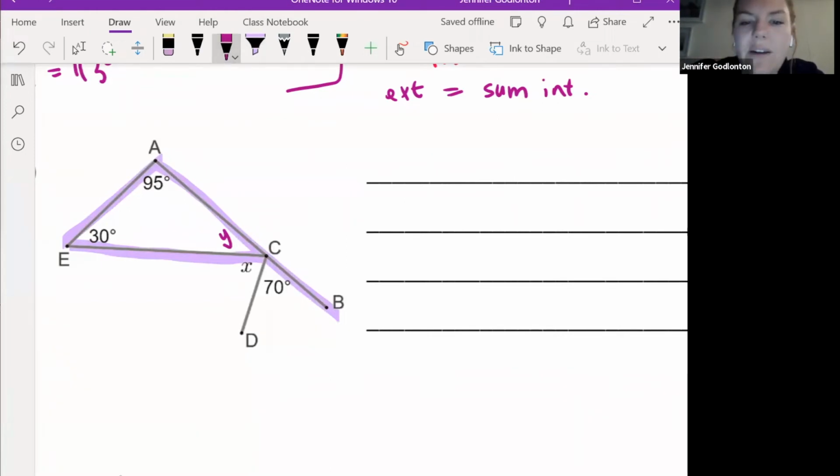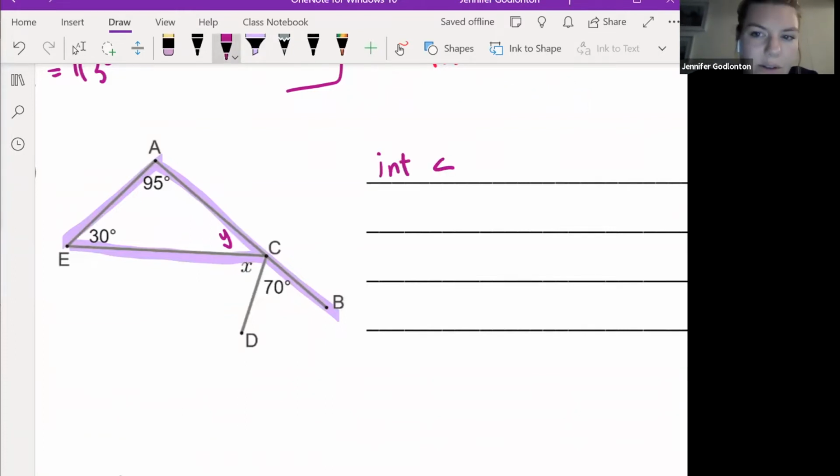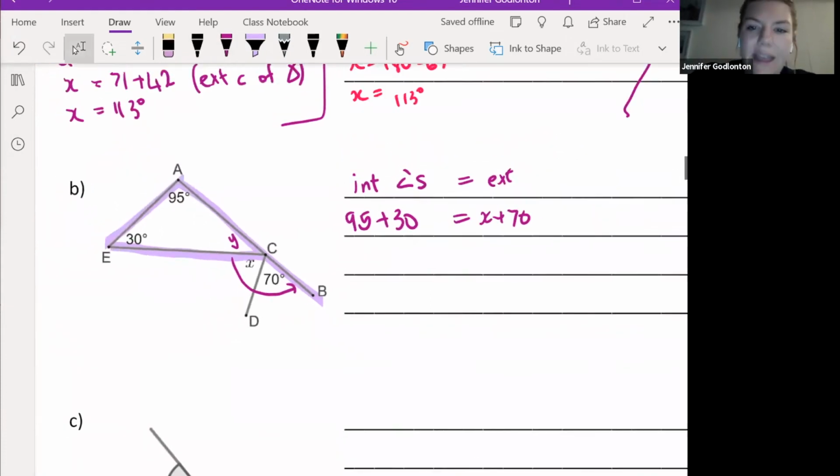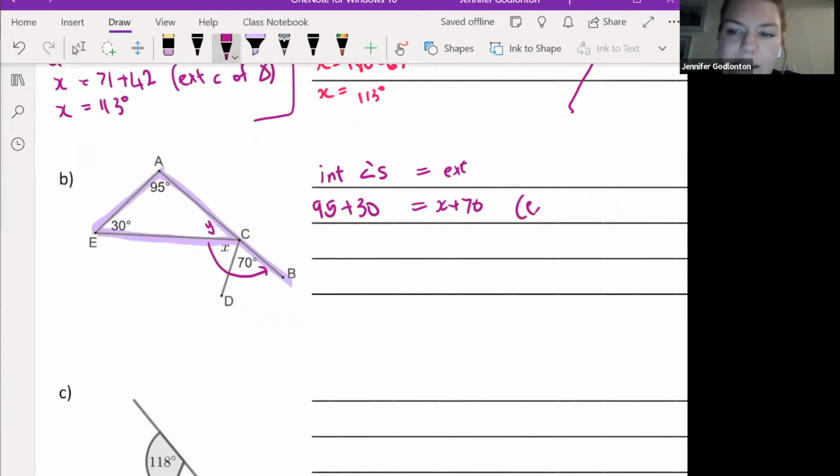Okay, so with what I've highlighted there, let's start with the easy part. What would be my interior angles? 95 and 30 degrees. Okay, perfect. With what I've highlighted, what's going to be my exterior angle? X and 70. Yes, exactly. That whole thing is my exterior angle. So x plus 70 will be my exterior angle. And then I can give the reason: exterior angle of triangle.